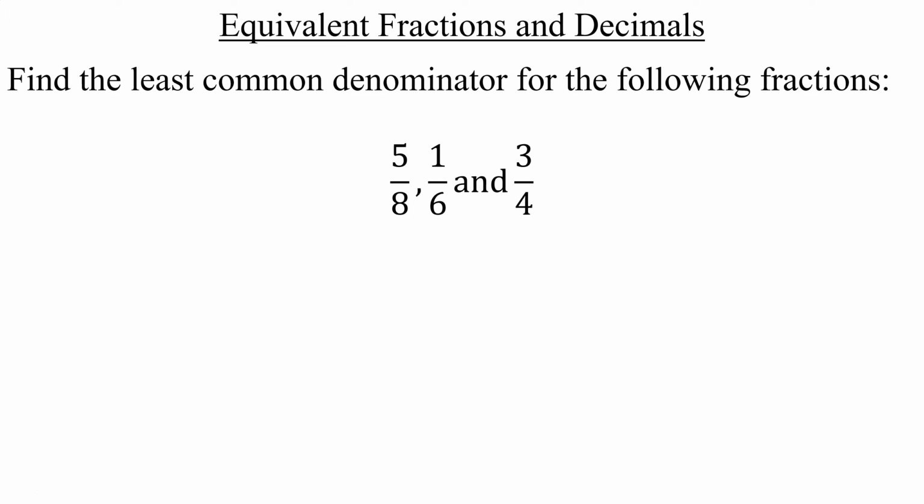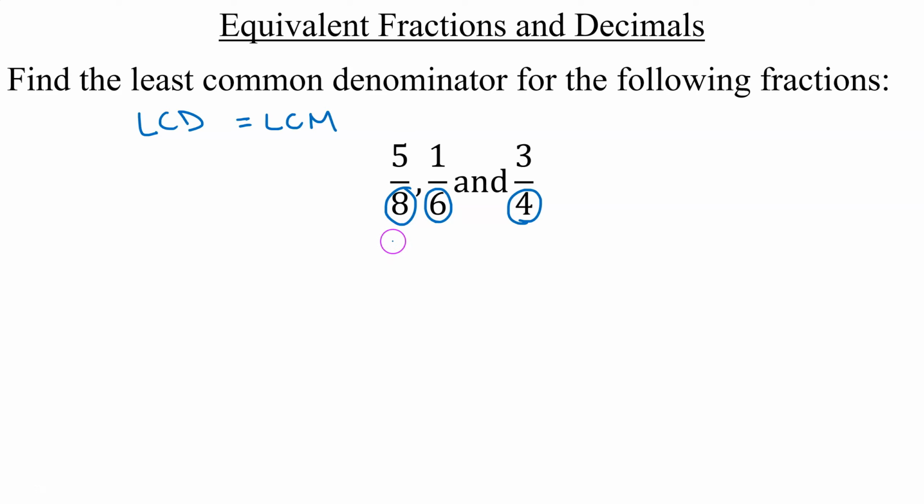Okay, next example. We are going to find the least common denominator for the following fractions. So we have 3 fractions, 5/8, 1/6, and 3/4. So we want to find the least common denominator, often abbreviated LCD, least common denominator. And we've actually already done this. This is the same thing as figuring out the least common multiple. So our goal is to look at the denominators and find the least common multiple. But since they are the denominators of fractions, we call it the least common denominator.